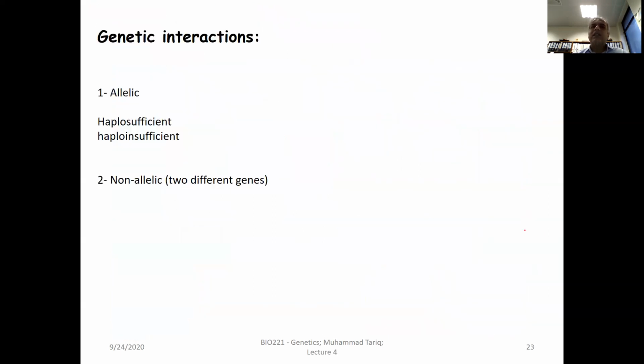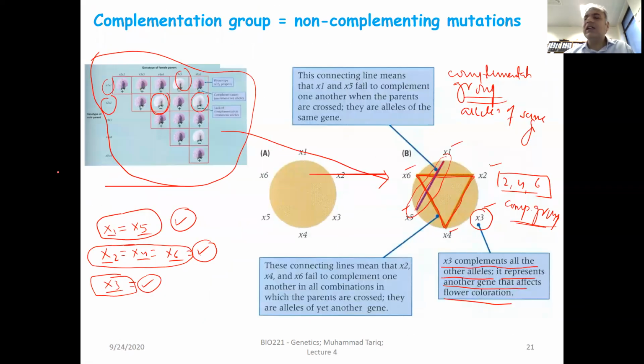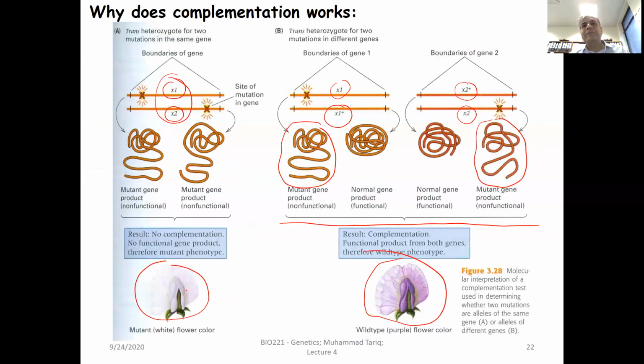Next lecture, since today is the last lecture of this week, we will talk about non-allelic interactions. Non-allelic means these are 3 independent genes, and if all 3 are playing a role in purple pigmentation, how do 1, 2, and 3 interact with each other to make purple pigmentation possible? Clear?